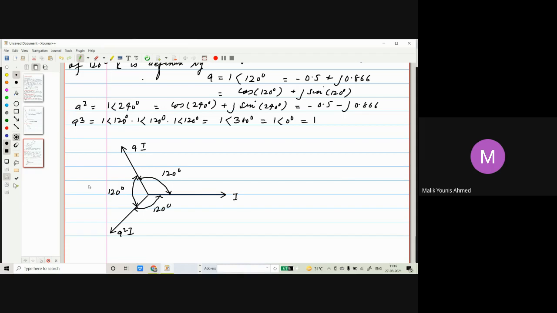They are 120 electrical degrees apart like this, three phasors. If this phasor is 1, and I rotate this phasor in a counterclockwise direction, this will be aI and this will be a square I. Or I can take it like this in a counterclockwise direction.